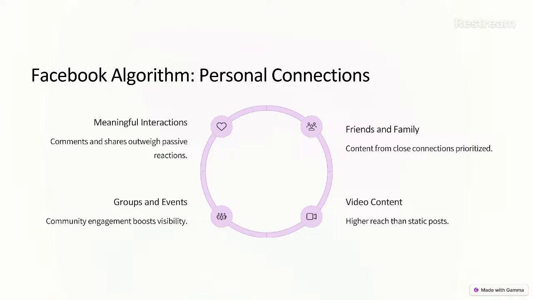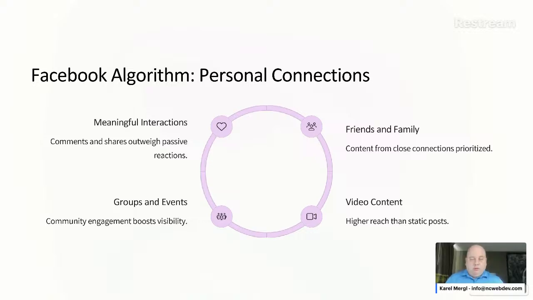Facebook algorithm, personal connections. My, I guess, greatest achievement on Facebook was to build a 10,000 people group focused on betting. Took me a couple of years. Did some giveaways with betting agencies and stuff like that. Let's look at this nice, beautiful circle.